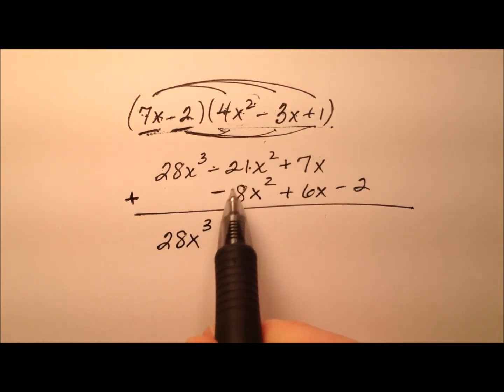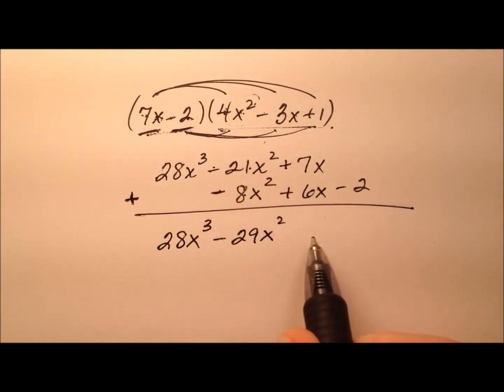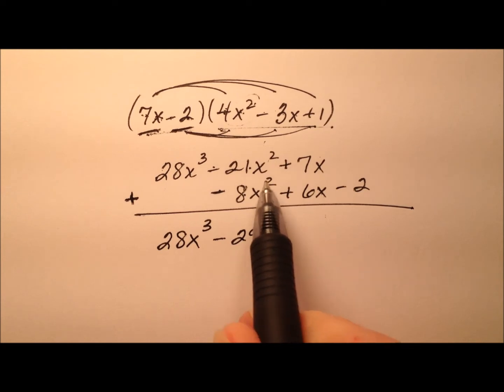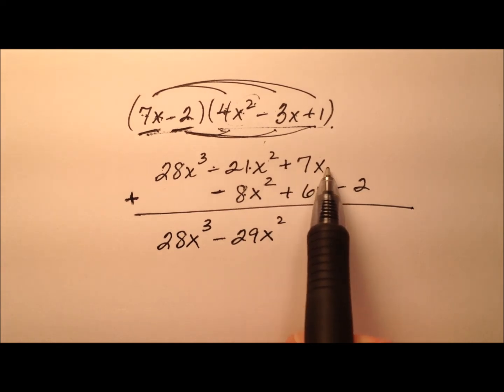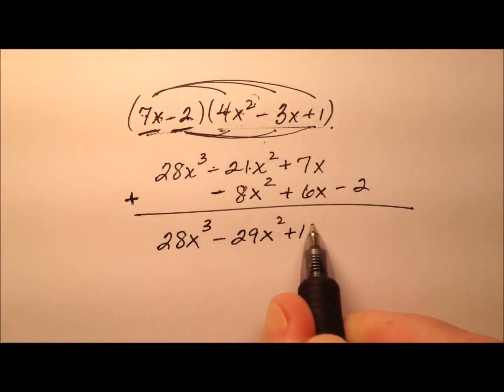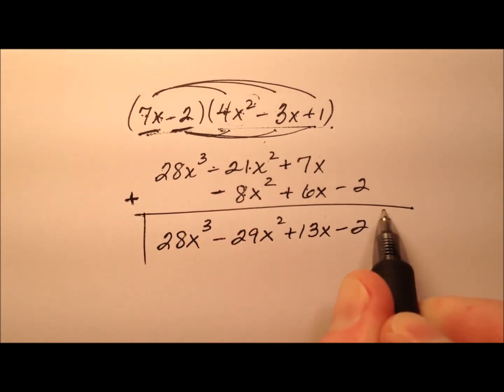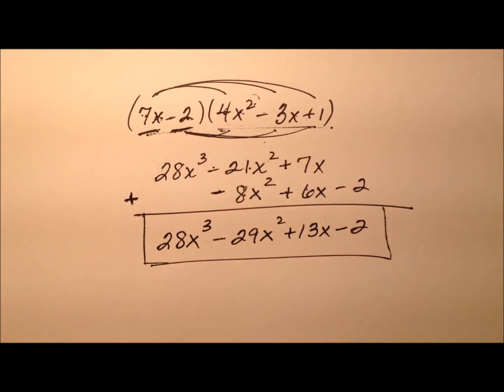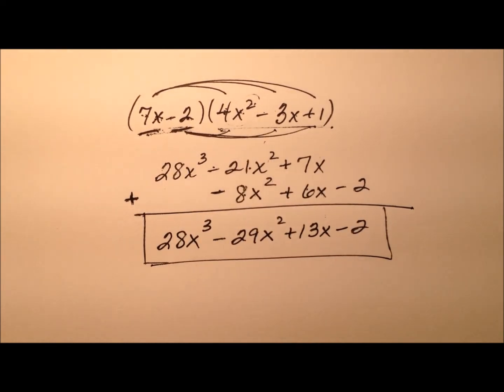So negative 21 minus 8 is negative 29x squared. And again, the terms don't change. So the x squared and the x squared stay x squared. That's our x squared column. So plus 7 and plus 6 makes a positive 13x, and that's our x column, and then minus 2. So here then is the product, and it's written in standard form, for this binomial times this trinomial.